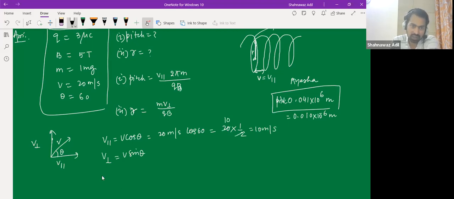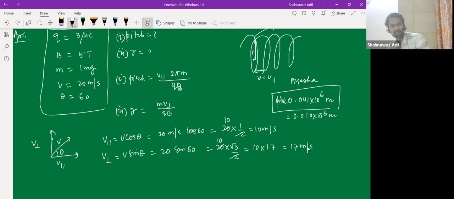Who got disconnected? Oh, Mariam got disconnected. And this is 20 and sine of 60, so this is 20 root 3 by 2. So this is 10 root 3, which is 10 into 1.7, so this is 17 meter per second. Is this clear? So this is V parallel and this is V perpendicular.